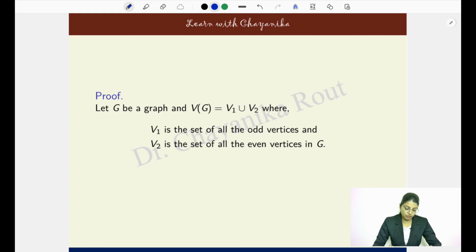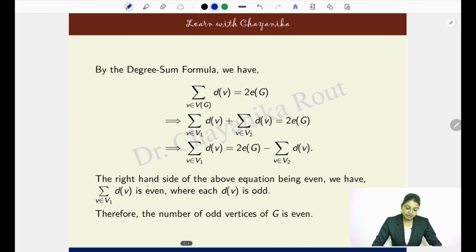So this is how the proof goes. We divide the entire vertex set Vg into V1 and V2, where V1 is the set of all odd vertices and V2 is the set of all even vertices. Then by the degree sum formula, we have that the sum of all the degrees is twice the number of edges.